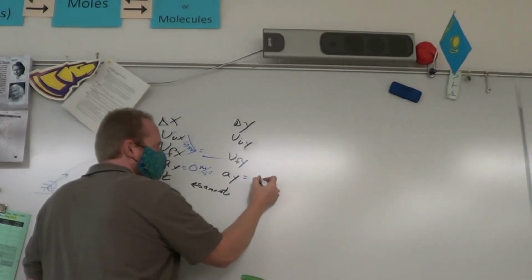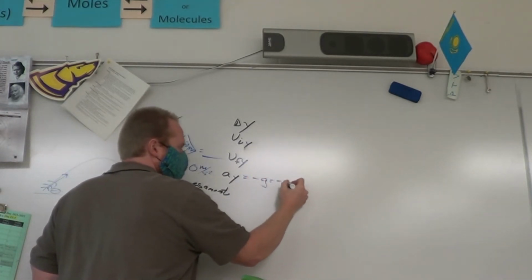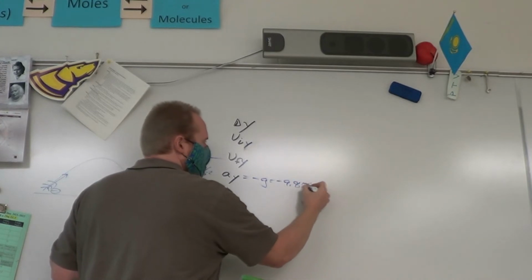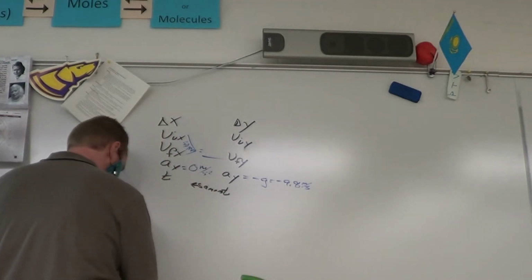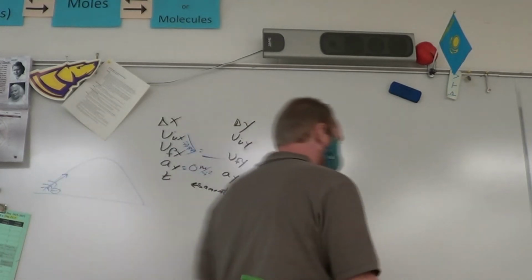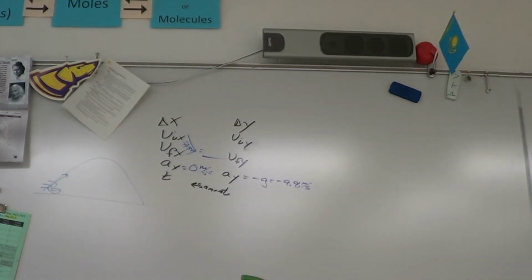Because it's a projectile motion problem, we know my acceleration in the y direction is negative g, which is equal to negative 9.8 meters per second squared.